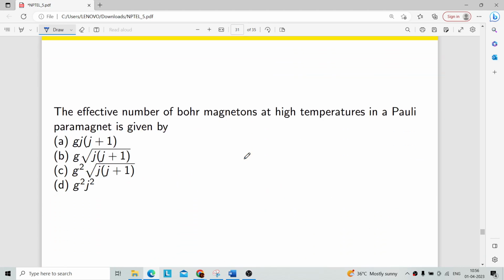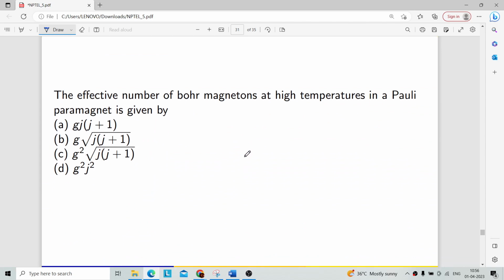Then coming to the next question. The question is: the effective number of Bohr magnetons at high temperature in a paramagnet is given by what?